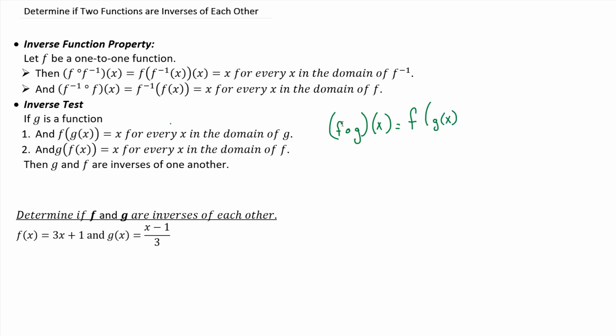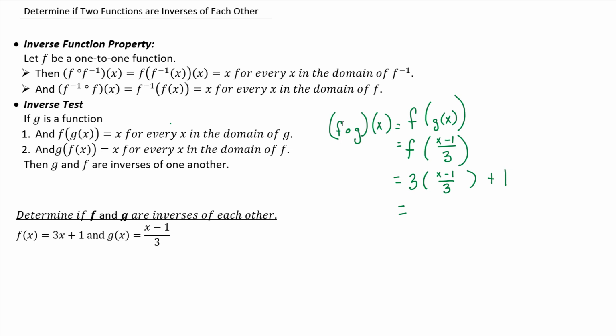That's composition. So if you think about this, you're taking your function f and evaluating it at your g of x, but your g of x is x minus 1 over 3. So this says take the skeleton f and then evaluate it at x minus 1 over 3. Well, the skeleton of f says 3 times x plus 1. But in place of x, you're going to put x minus 1 over 3.